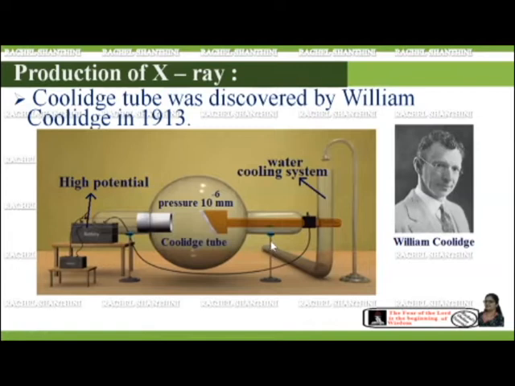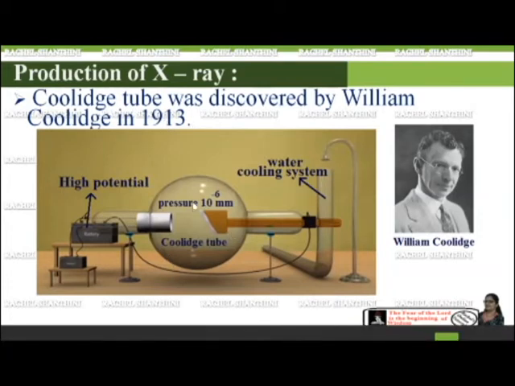Coolidge tube is a modified Crookes tube discovered by William Coolidge in 1913. It works with a very good quality of vacuum, about 10 to the power of minus 6 mm pressure. Now let us see how this apparatus works to produce X-rays. In this apparatus, a tungsten filament is taken as the cathode, which is kept inside this molybdenum cylinder. They have taken tungsten because tungsten can withstand high temperature up to 2700 degrees centigrade.